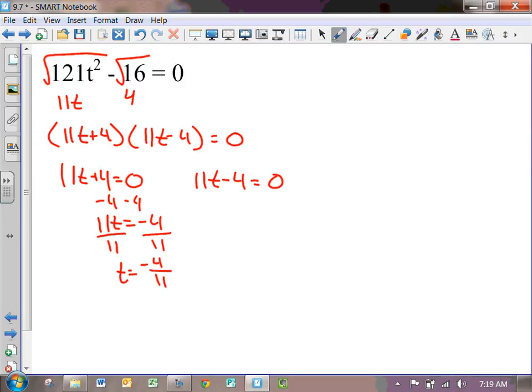And the other side is very similar: plus 4 on both sides, so you get 11t equals 4. Dividing by 11 on both sides, you get t equals 4/11. These should always end up being a positive and a negative, but the same number. So they're just opposite of each other.